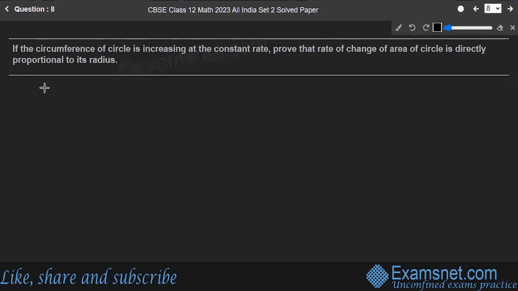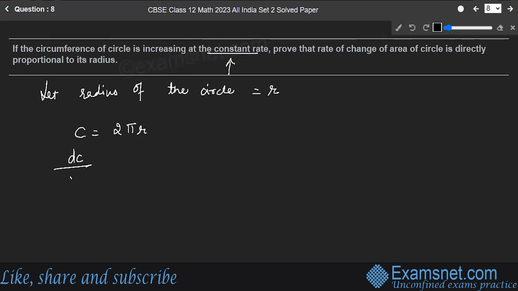If the circumference of the circle is increasing at a constant rate, prove that the rate of change of area is directly proportional to the radius. Fine, let's say the radius of the circle is equal to r. The circumference is given by 2 pi r. And it's saying that the circumference of the circle is increasing at a constant rate. For that, we need to find the derivative of the circumference with respect to t. It's saying it's constant, right? It's not increasing or decreasing.